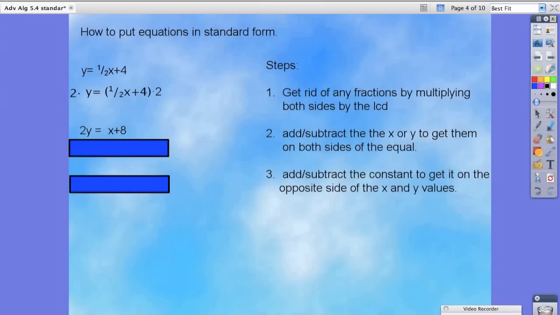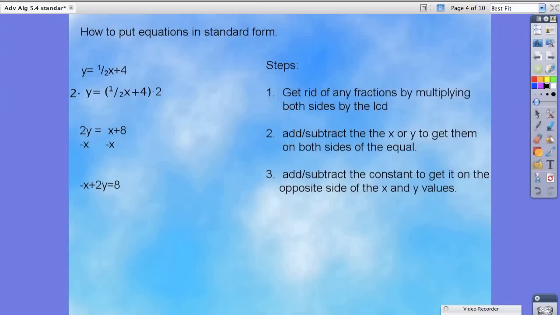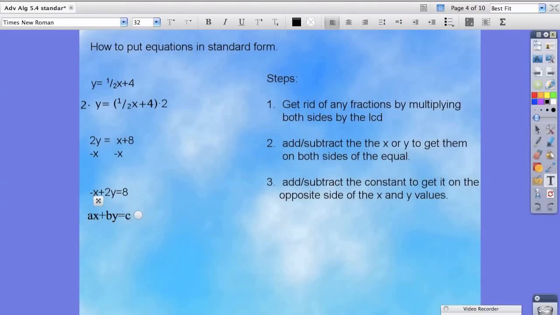Now it says add or subtract the x or y to get them on both sides of the equal sign. So essentially we're trying to get the x and the y to be on the same side. And the best way to do that, since the y is already by itself, we're going to move the x right next to it. So to move the x, we subtract x from both sides, leaving us with negative x plus 2y equals 8. So notice we're in the form of ax plus by equals c, and we could say that a equals negative 1, b equals 2, and c equals 8.